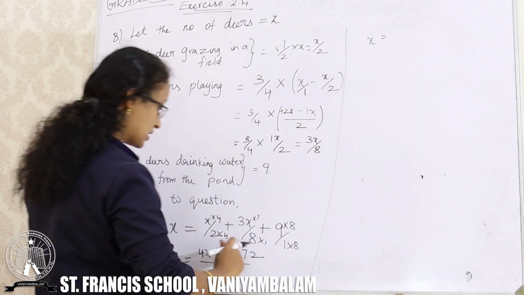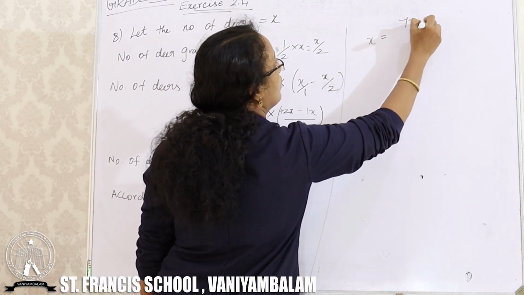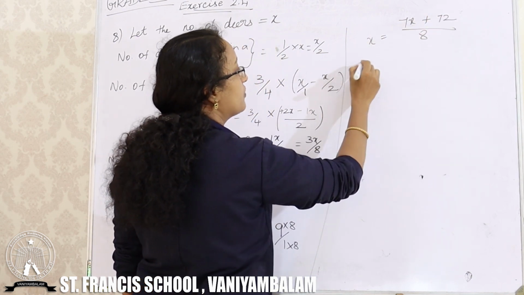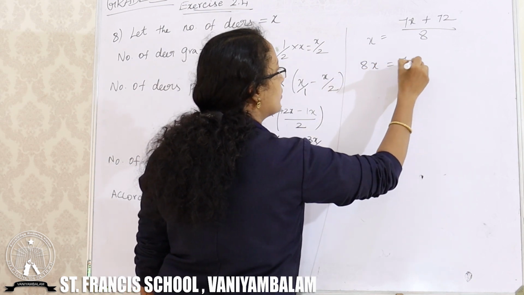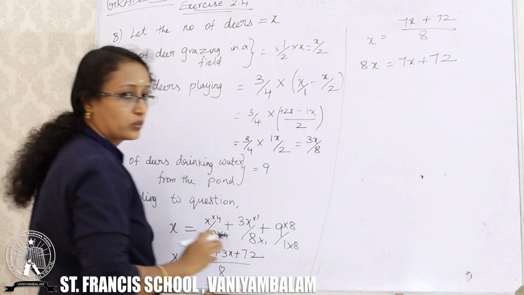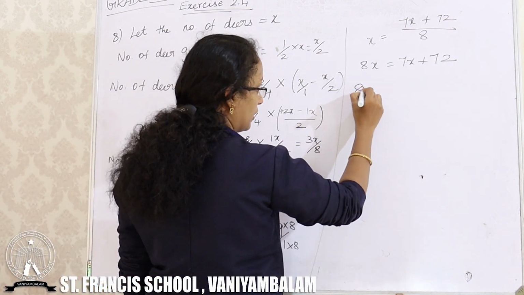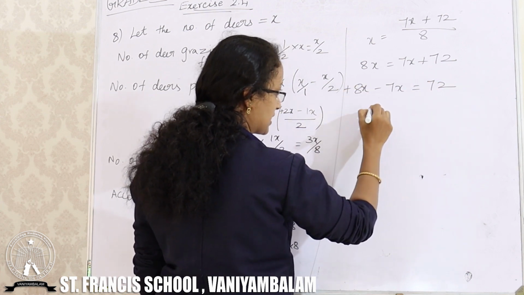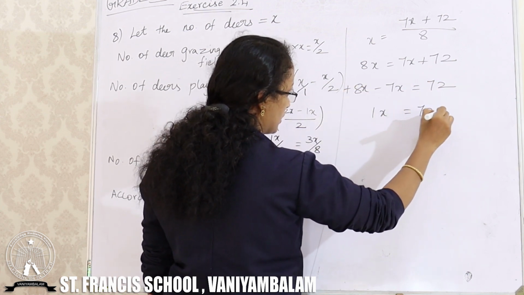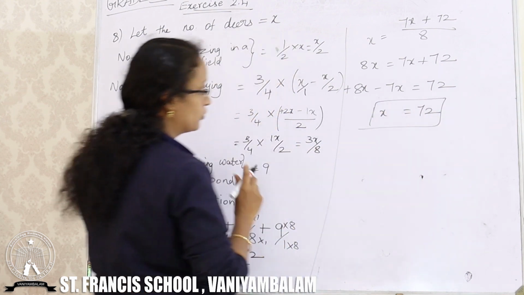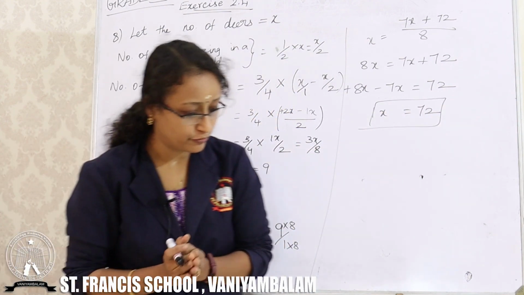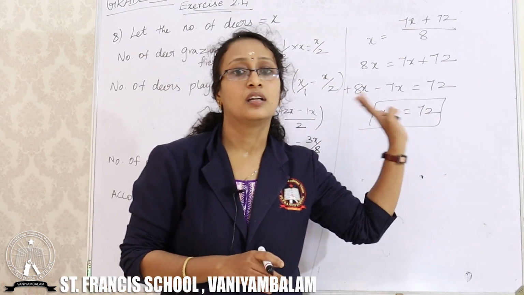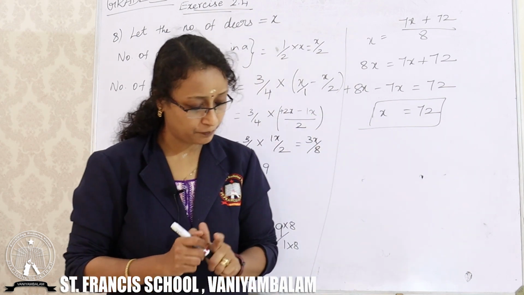x is equal to 7x plus 72 divided by 8. Now 8 is in division, when it comes to the other side it becomes multiplication. So we got the equation, with expressions on both sides. 8x minus 7x is equal to 72, so 8 minus 7 is plus 1x is equal to 72. We got the x value. We have to find the number of deer in the herd, that is in a group. How many deer are there? It is 72, right? Next problem.